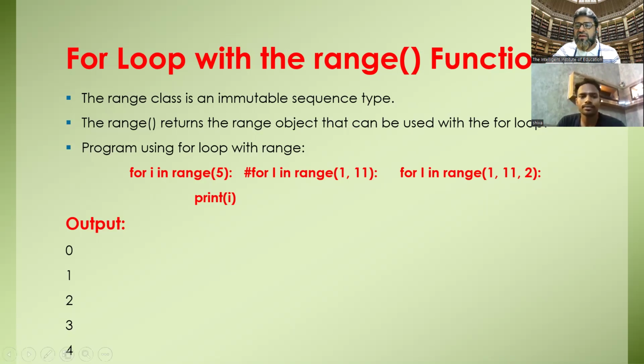First, for i in range 5 means it will start from 0 to 4, because of the index, so 0 to 4, five times. But here I mentioned 1, it means that it will start from 1 up to 10 times. I will take you through it in practical, so you can understand it. Don't worry.